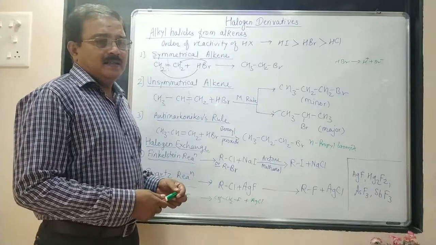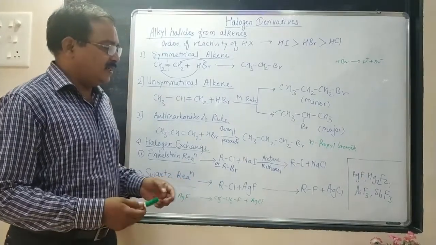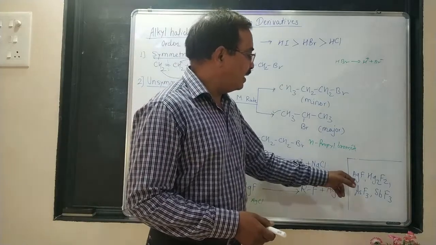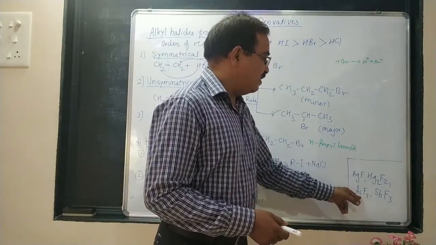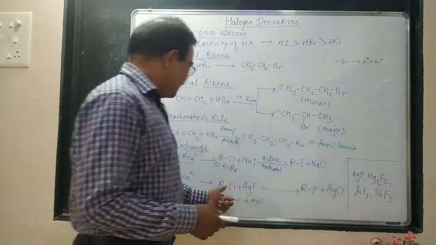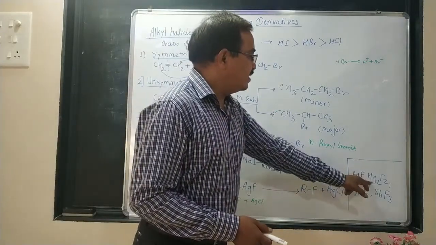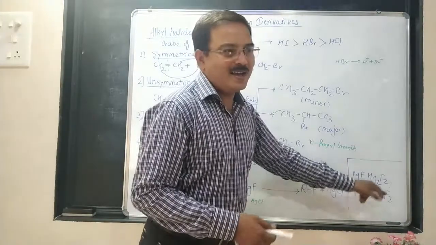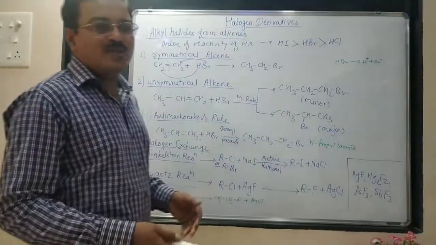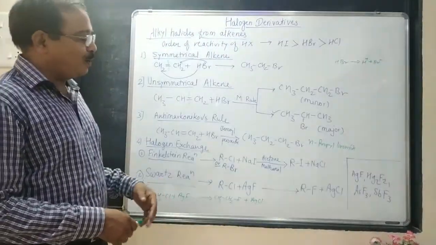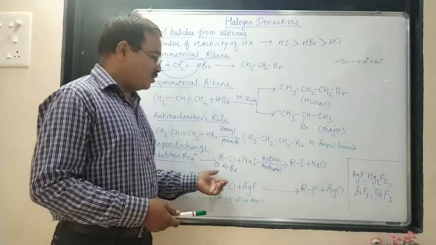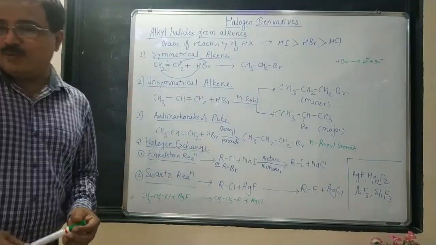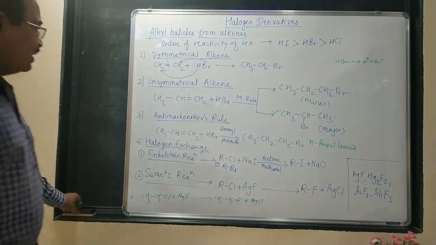But as far as your CET examination is concerned, you have to learn by heart all these four reagents. Instead of AgF, Hg2F2, arsenic trifluoride, and antimony trifluoride can also be used to convert alkyl chloride into alkyl fluoride. Therefore, this reaction is called the Swarts reaction. Next we will try to understand a few more reactions.